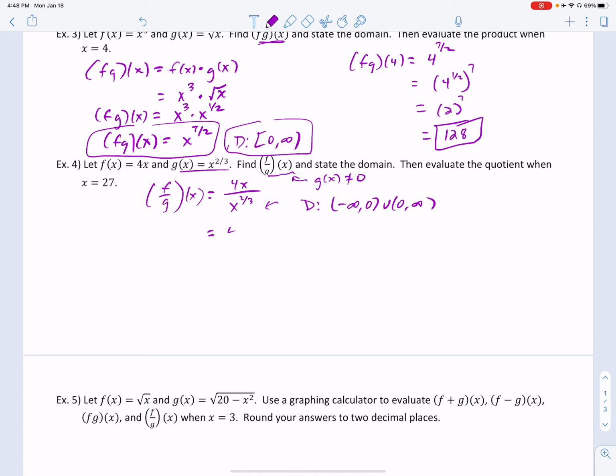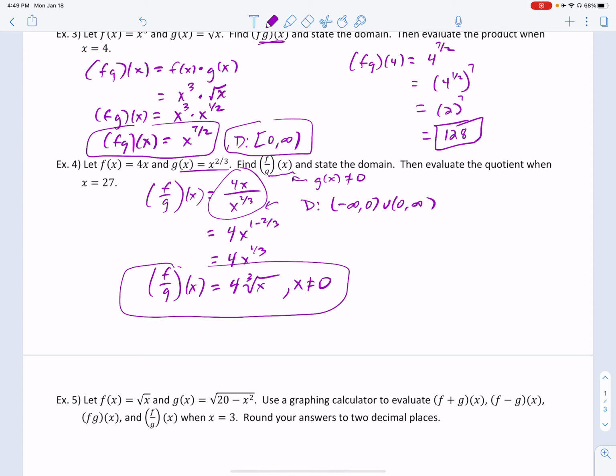And so with like bases, you subtract exponents, and you get 4x to the 1/3. Or we'd probably write f divided by g of x is 4 times the cube root of x, but you have to say x cannot be 0. Otherwise, we wouldn't know it, because when you simplify it, it loses that denominator, yet if I put it into the unsimplified form, I could never use 0. So in the simplified form, I have to eliminate x equals 0. So there's the function. x cannot be 0.